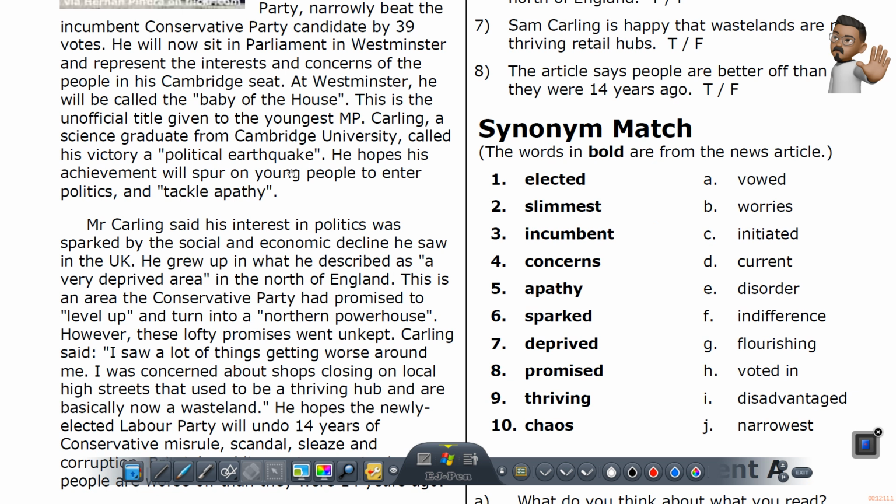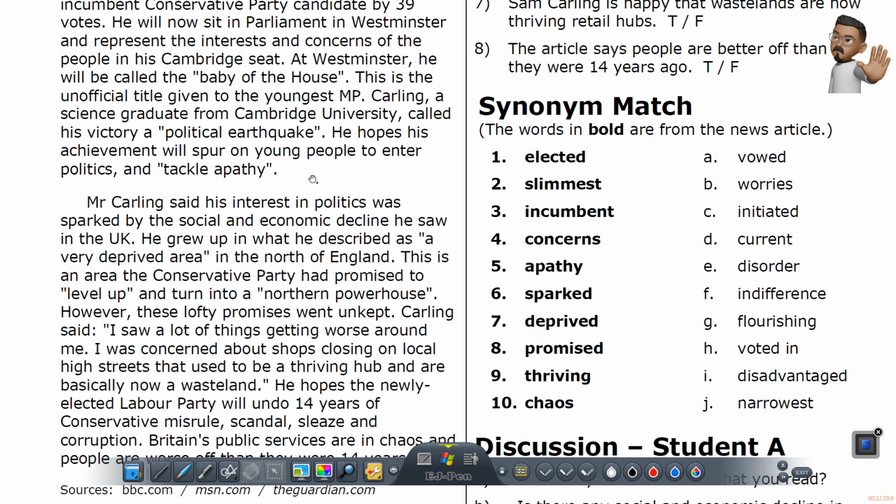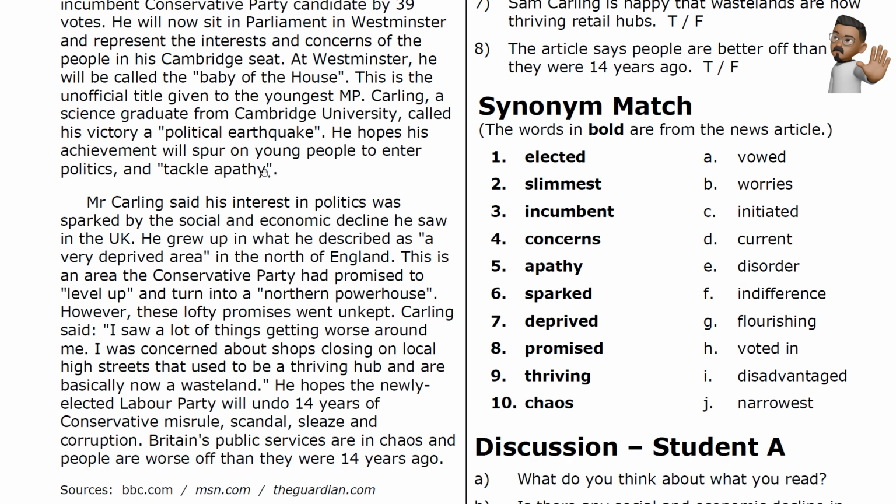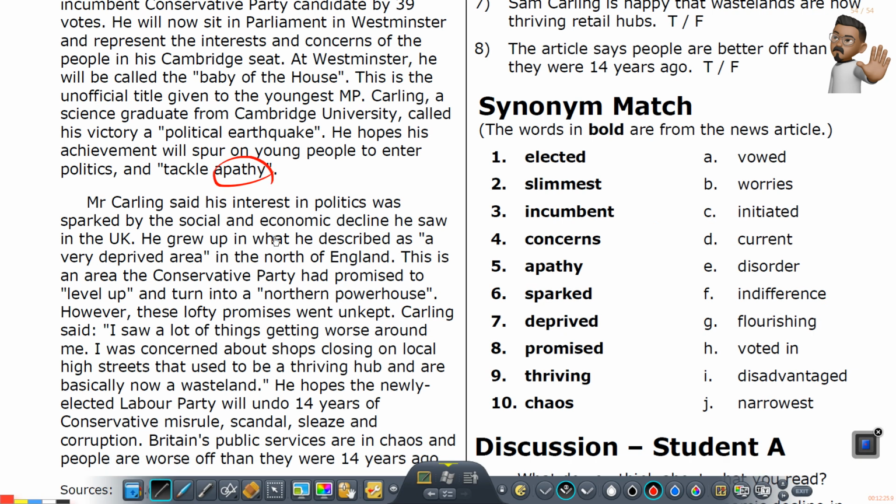Okay, here we go. So he hopes his achievements, like he became the parliament member, spur on the young people to enter politics and tackle apathy. What is it? Tackle apathy. What is it, apathy? Apathy means you have zero mind in something. You don't care. I don't care. Like, do you care? Do Korean people care about the politics? 무관심? That's right. 무관심.